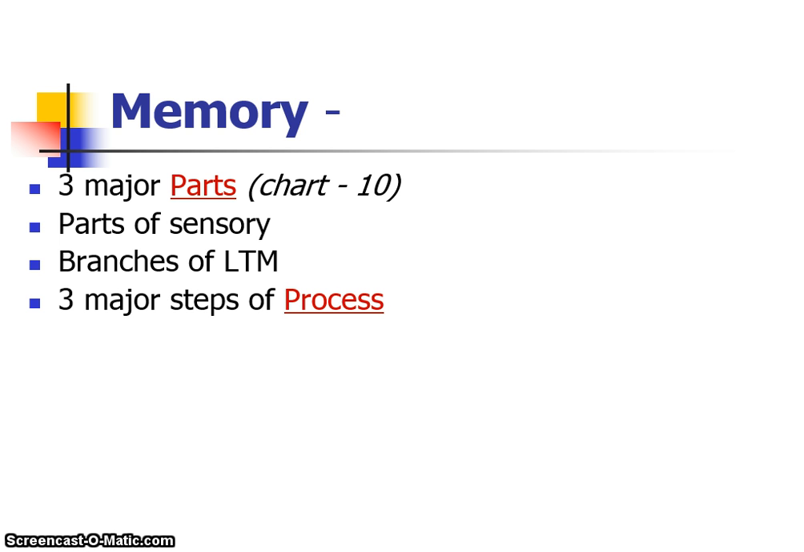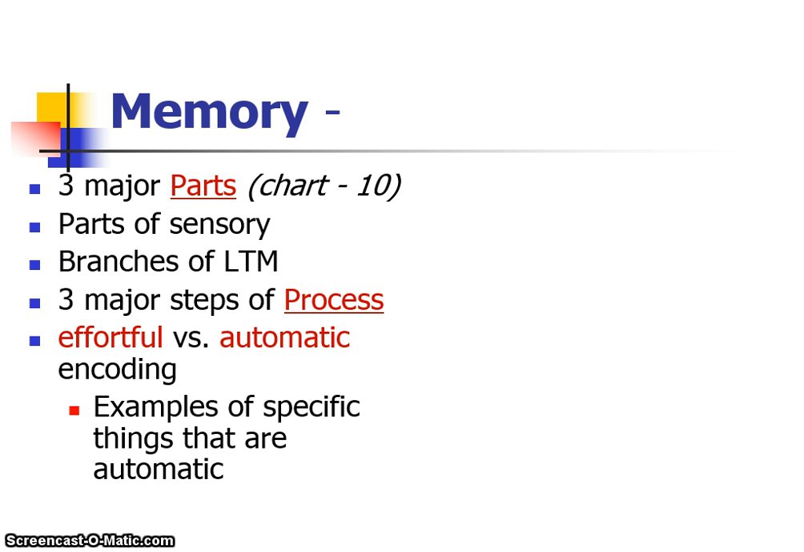And then the 3 parts of the process. Encoding, remember, that's where we want to spend a lot of time, so that makes the storage and retrieval that much easier. With encoding, also make sure that you know the difference between effortful and the 4 automatic types of encoding. We've done several examples in class. Go back, look at your notes. And then the difference between recall versus recognition and relearning. Hopefully most of this is all review for you.